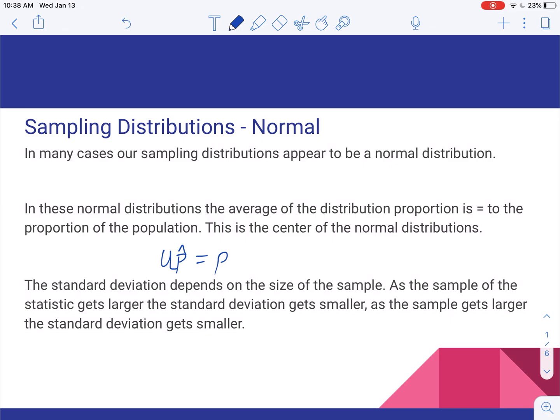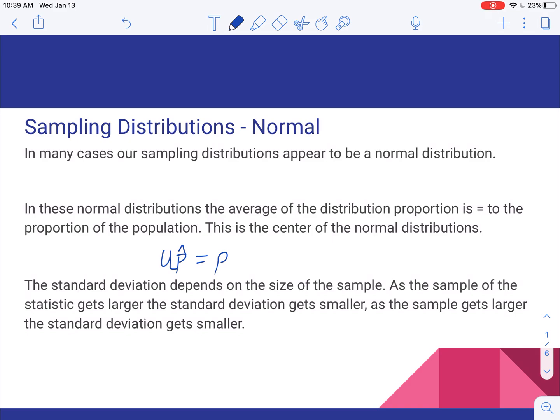The standard deviation is going to depend on the size of the sample. And again, we looked at this in the previous chapter. As we saw, when the sample gets larger, that variability gets smaller. If I have a proportion at like 50% and I want to figure out what's going on in the population, and I'm taking a sample size of 25, I'm going to get a lot more variability than when I get a sample size of 50.